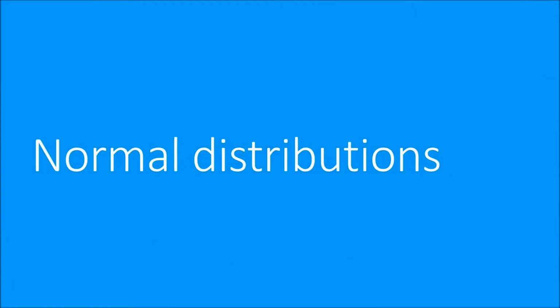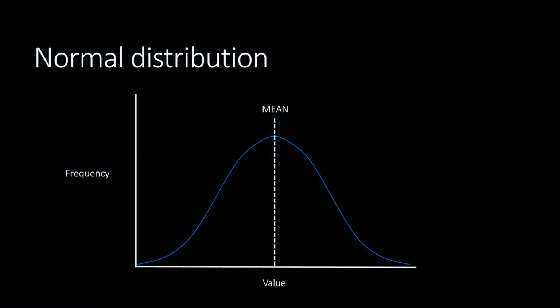To understand it though, you need to know a little bit about what's called normal distributions. Normal distributions are this sort of distribution. What you get is most of the individuals, most of the things you're measuring, clustered around the mean. They're not too far away from the mean. So the value down here is what you're measuring. The frequency is how often you come across those measurements.